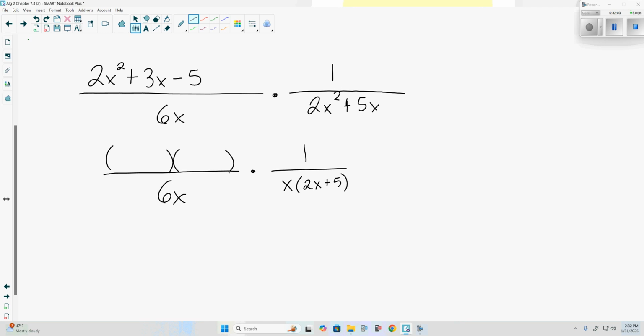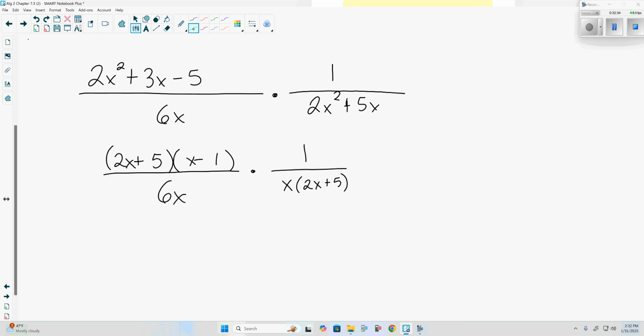Focus in. 2x squared plus 3x minus 5. Since the third term is negative, our signs are opposite. Now, our factors of 2x squared, we'd have x and x. Now, if it's going to match up to something on bottom, we need the 2x with the plus. Factors of 5 are 5 and 1. Because if something's going to simplify, I need one of those sets of parentheses on top to be 2x plus 5.